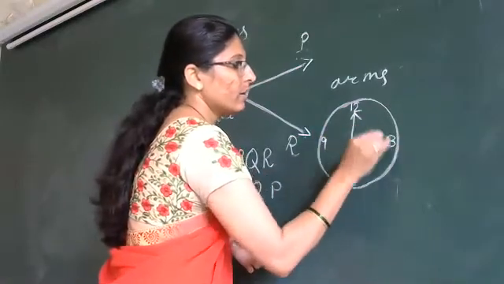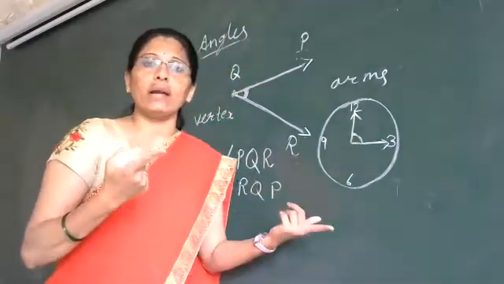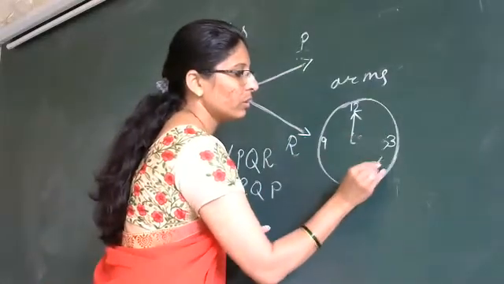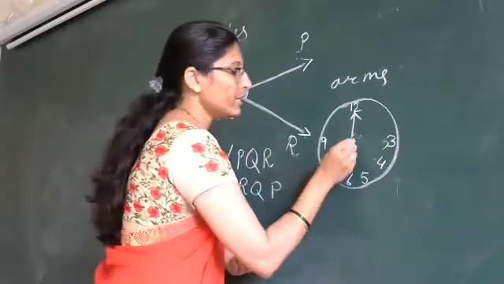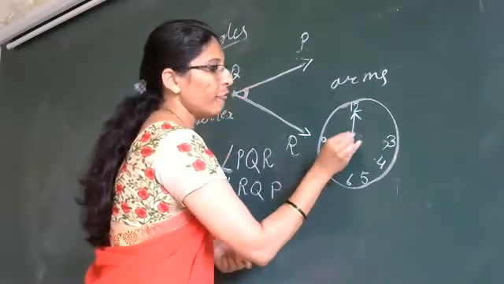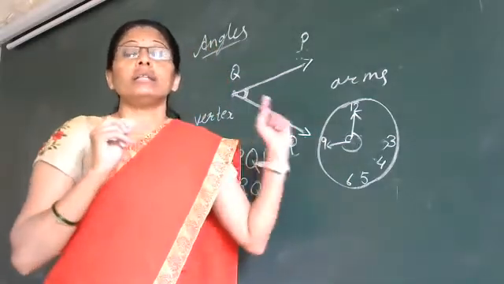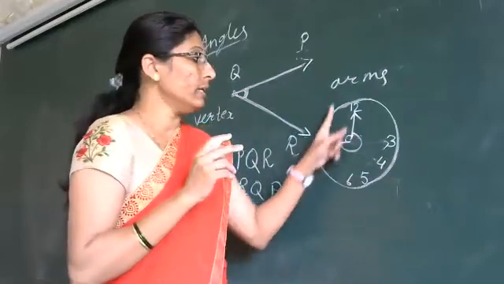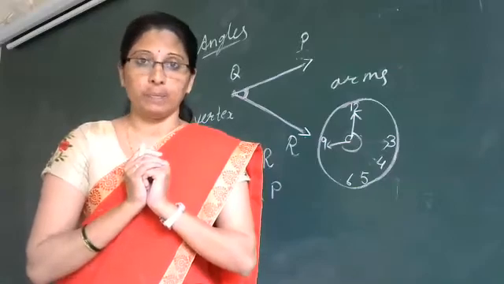See this. These hands, what do they make? They form an angle. If it is like this also, they form an angle. If it is like this also, they form an angle. Two angles are formed here. So, the best example of angles is this clock. Clock hands make an angle.